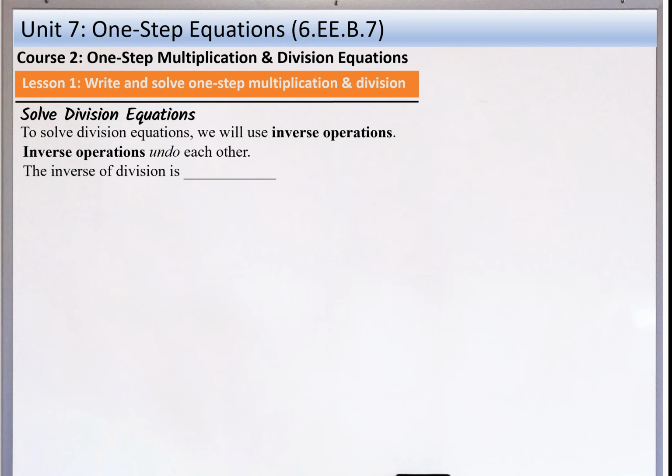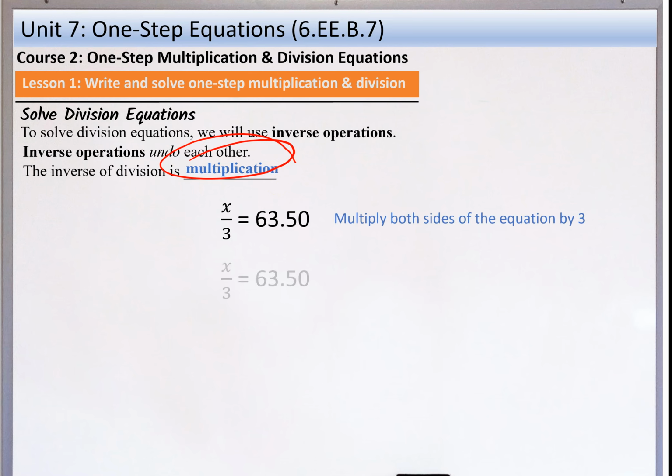To solve division equations, we use inverse operations. Same with addition, subtraction, and multiplication. And the inverse of division is multiplication. So we have the entire bill divided by 3. Each person pays $63.50. We're dividing x by 3. The inverse would be to multiply. But we have to multiply both sides by 3. So this 3 divided by 3 is 1. We have $190.50 was the entire bill for all 4 people, but they only split it 3 ways.